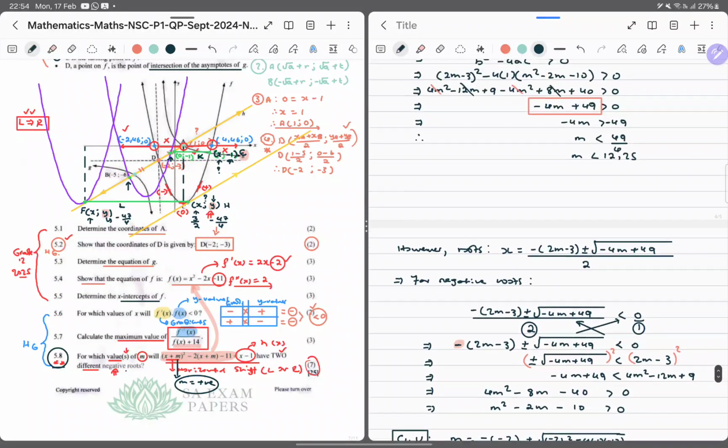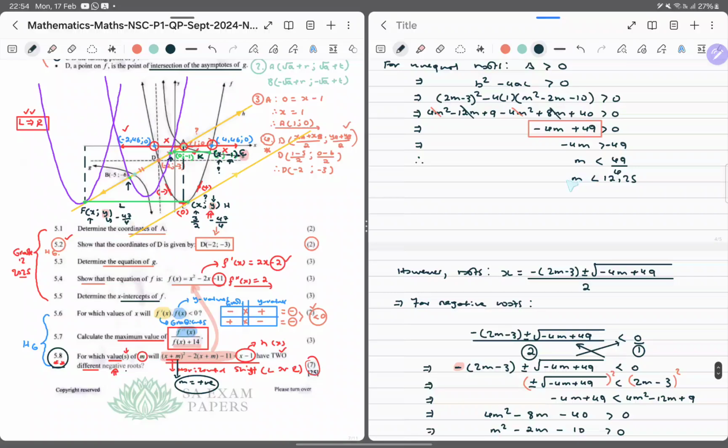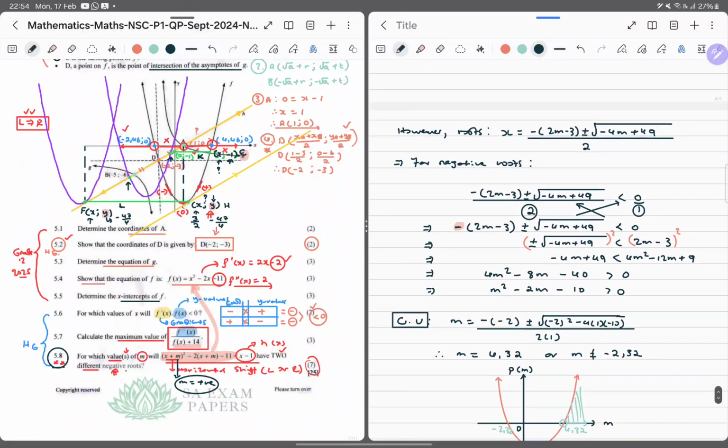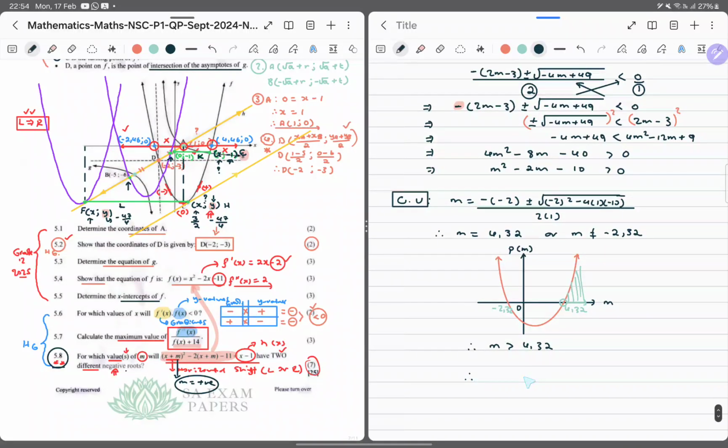But now remember, this is working together. There's an intercept here less than this, greater than that, so we can write that M must be less than 12,25, greater than 4,32.